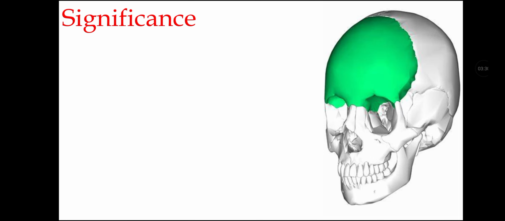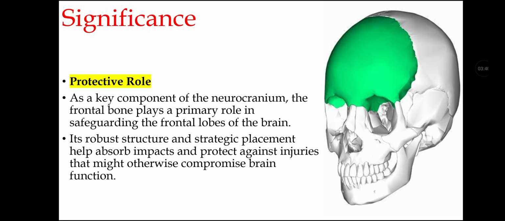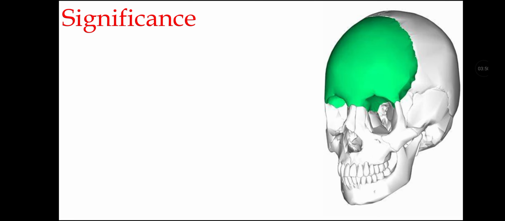Now let's talk about significance of frontal bone. The first significance is its protective role. As a key component of neurocranium, the frontal bone plays a primary role in safeguarding the frontal lobes of brain. Its robust structure and strategic placement help absorb impact and protect against injury that might otherwise compromise brain function.